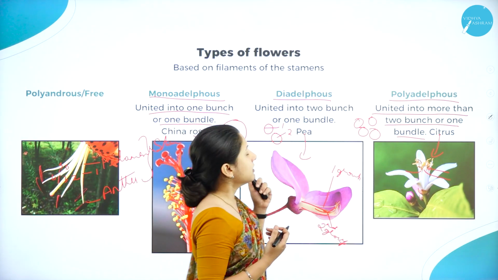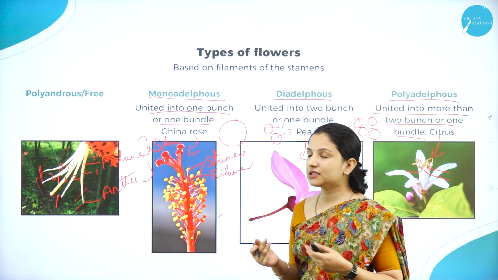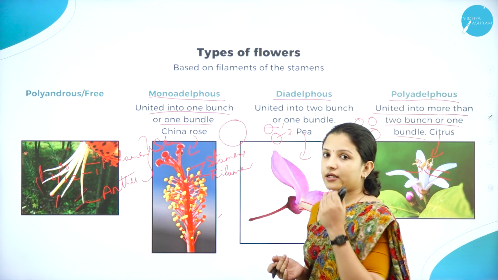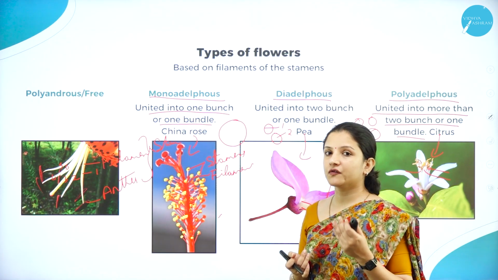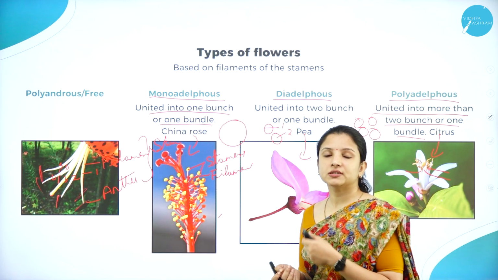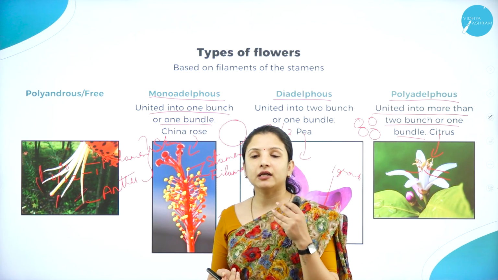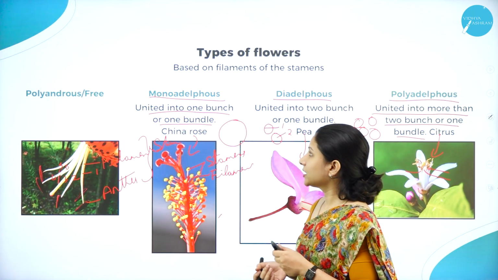Therefore the flowers can be categorized into different groups or species based on the attachment of the filaments of the stamen, or the filament of the anther. So they can be polyandrous, monoadelphous, diadelphous, and also polyadelphous. So these are the different types.